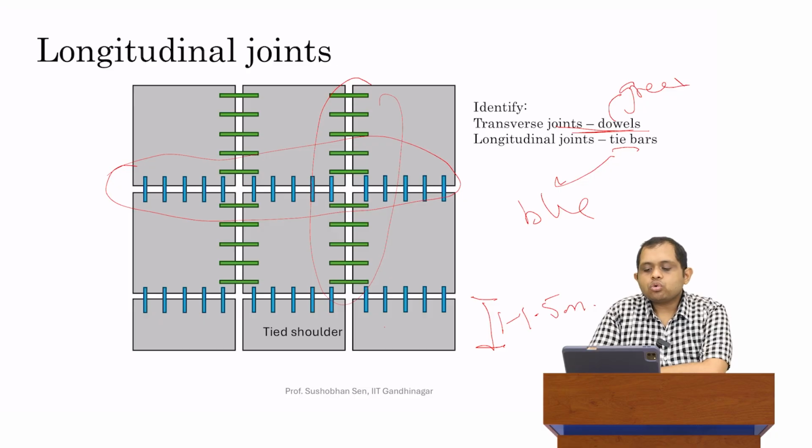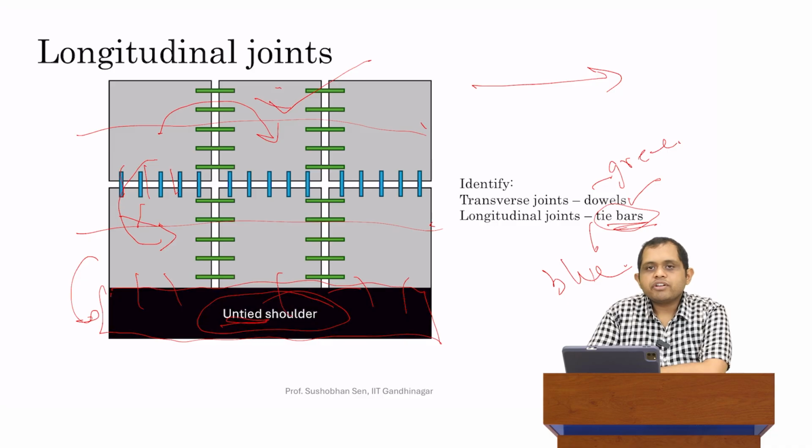But if our shoulder also consists of PCC slabs, then we can also put tie bars in between the travel lanes and the shoulder, in which case we call this a tied shoulder. You have a tie bar between the shoulder and the actual travel lane. So again, to compare, when you do not have a tie bar between the shoulder and the travel lane, and that's typically when the shoulder is made of a flexible pavement, we call that an untied shoulder.